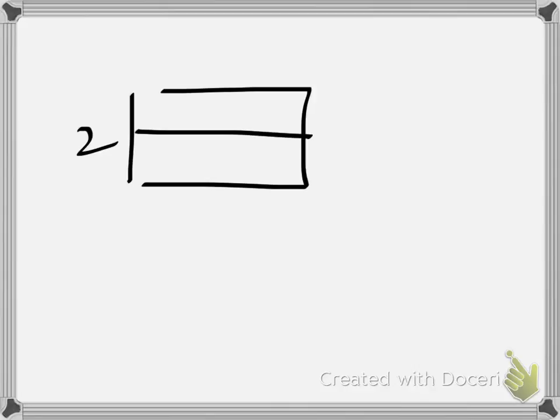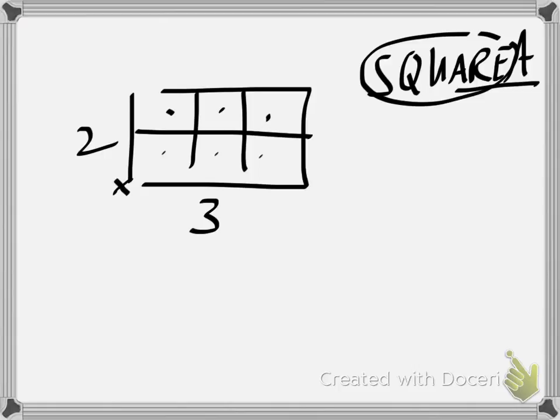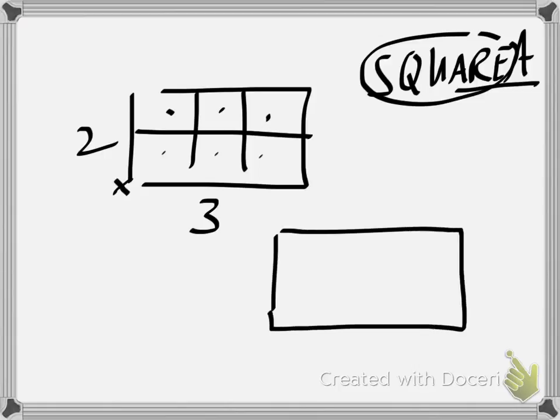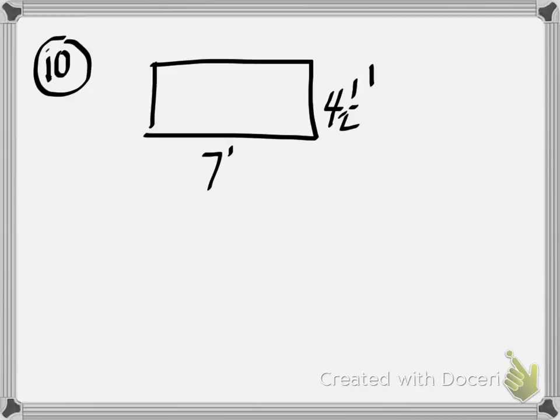a rectangle that is 2 feet by 3 feet, area is many times we call square area. So area is squares, that's how many squares, and we can see there are 6 squares here. So we can also see that 2 times 3 is 6. So if I have a rectangle that is 7 one way and 9 another way, I could go through and count those, but I know 7 times 9 is going to be 63. So that means we can multiply to find our area.